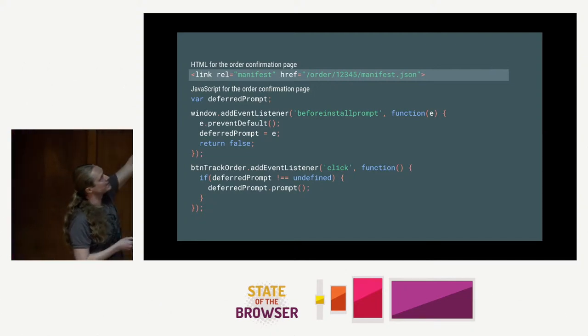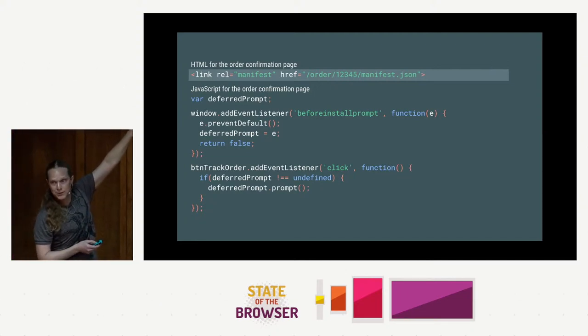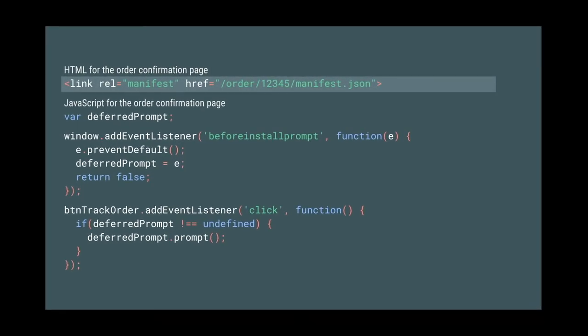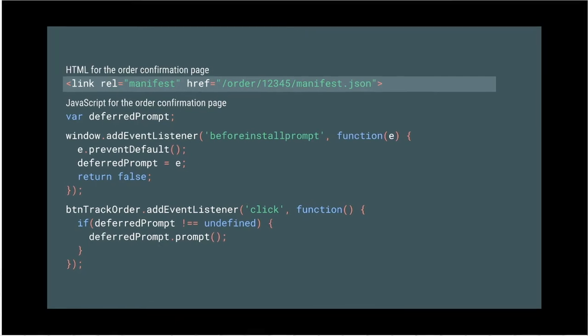And the way you do this is the manifest that you're exposing is just a resource on your server like any other. That means you can respond with dynamic content there. So in this instance, I've just done something where I'm under order slash 12345, and I've got a manifest under that. In this case, it's a static file for that order, but the point is I've sectioned it off.